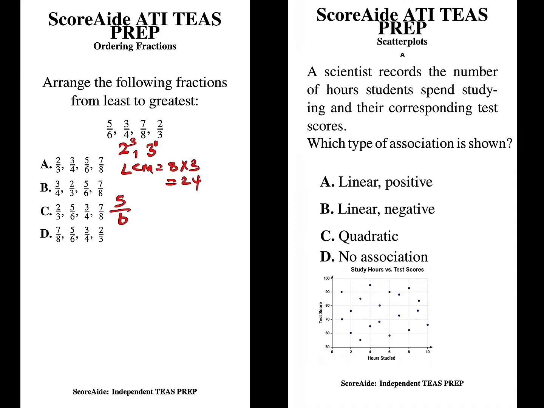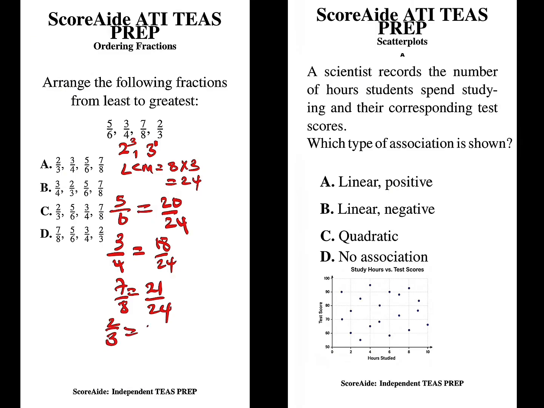So 5 over 6 will become what? We can multiply top and bottom by 4 to make the denominator 24. So we have 20 over 24, right? Now, look at 3 over 4. We can multiply top and bottom by 6, so we have 18 over 24. We have 7 over 8. We multiply top and bottom by 3, so we will have 21 over 24. Then we have 2 over 3. We multiply top and bottom by 8. We have 16 over 24.